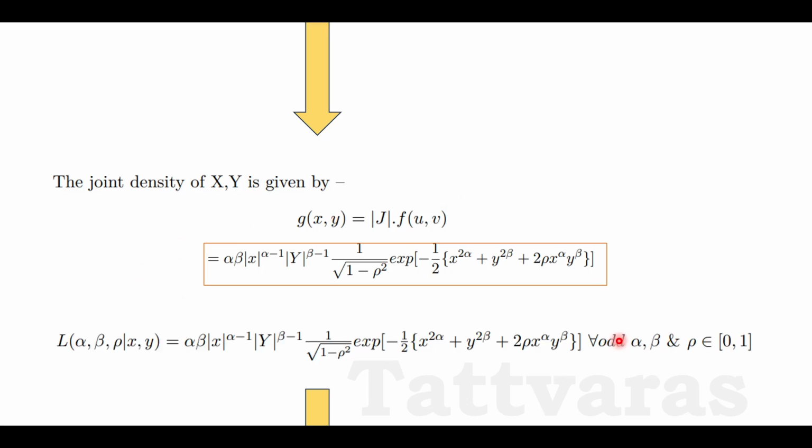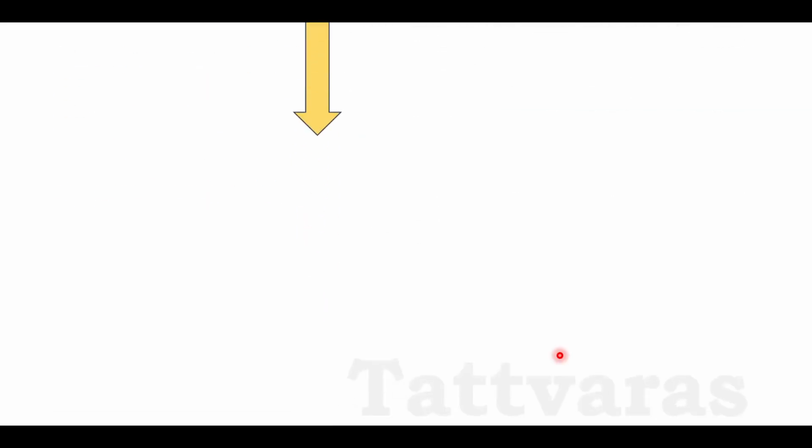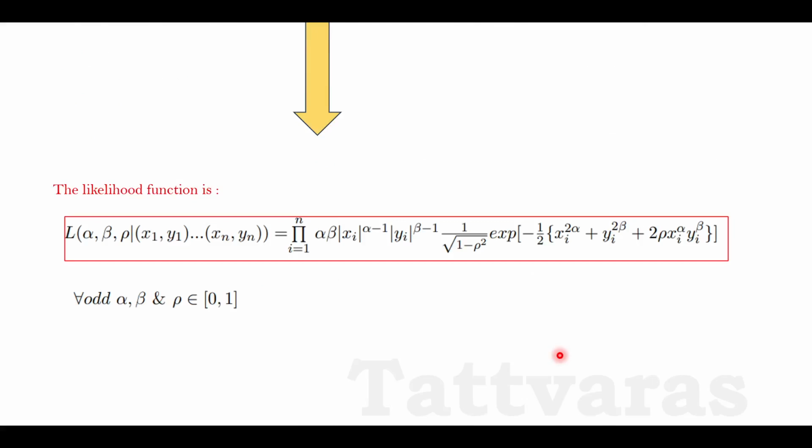So what is the likelihood? Likelihood basically is a function of alpha, beta, rho given x and y. This x and y are the realized or observed values of your variables. So it will be this. And you have n pairs of observations. So if based on a single pair, your likelihood is this. Based on n independent pairs, your likelihood will be the product of all the n likelihoods, which is nothing but this particular expression for all odd alpha, beta and for unknown rho belonging to 0 to 1.